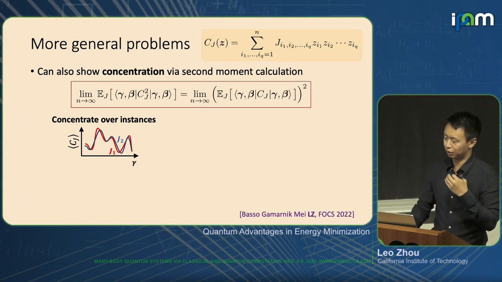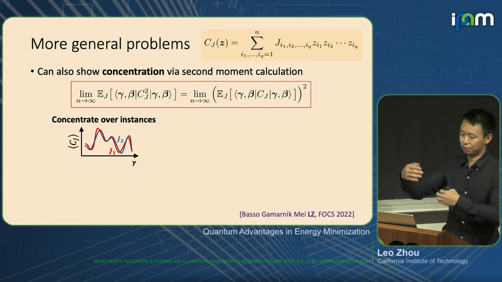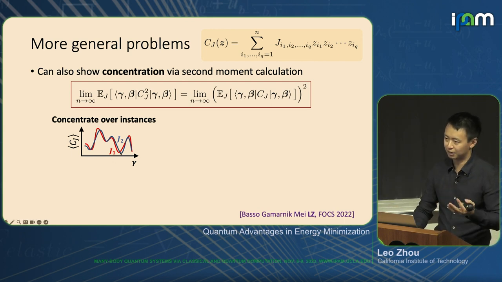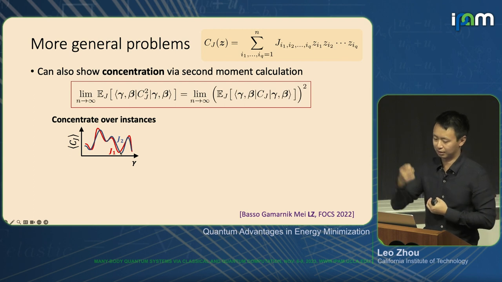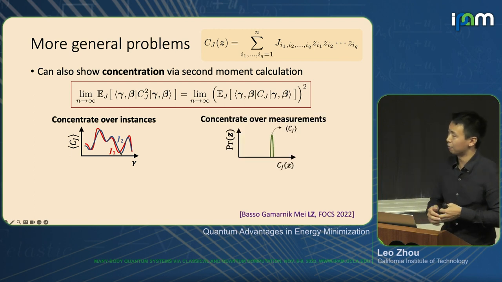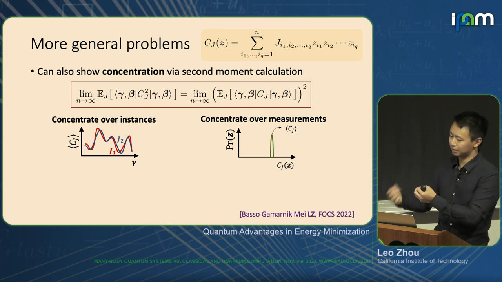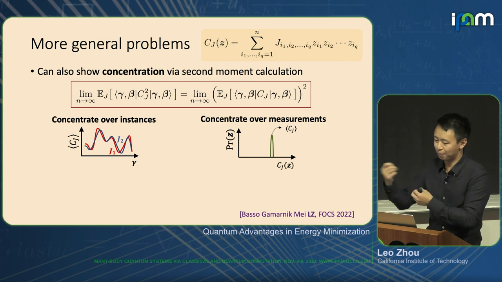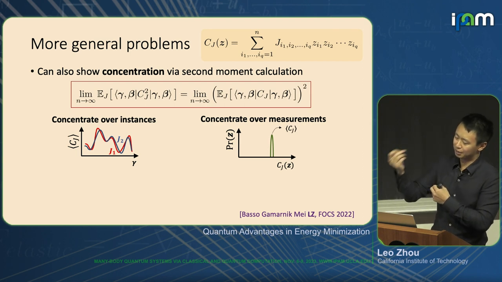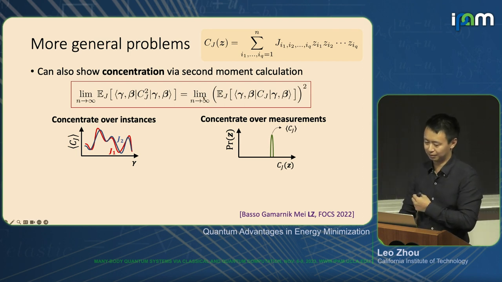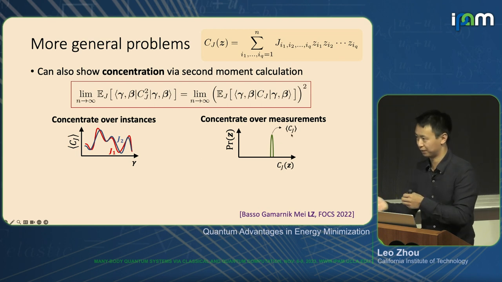concentrate not only over instances, which means that different random instances drawn from the ensemble have basically the same energy value at any specified parameters. You also concentrate over measurements. So if you give me a random instance and I measure, with high probability the energy that you get from the bit string is the average value that we calculate.